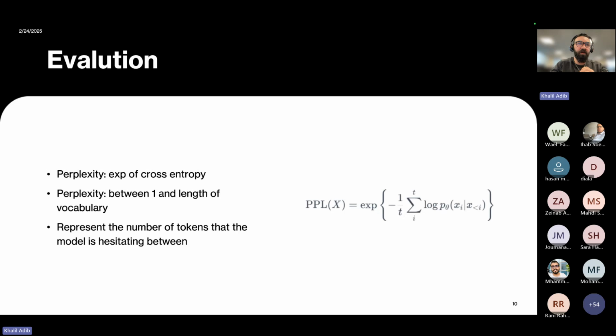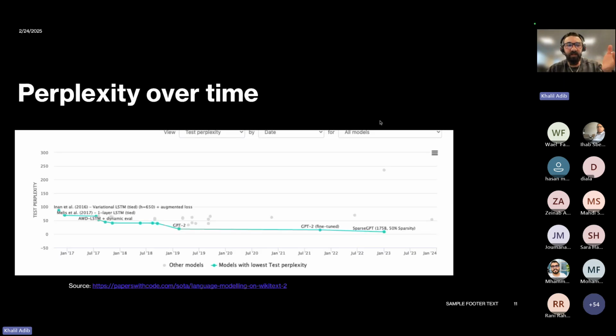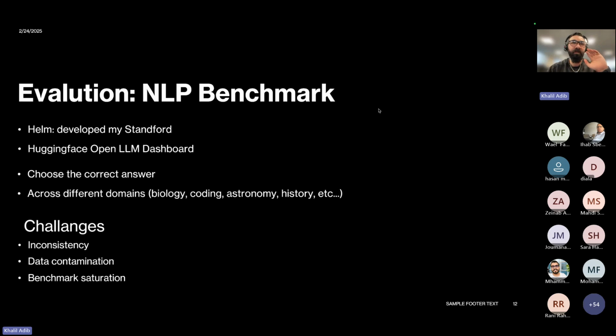And then let's say another LLM, maybe Mistral, trained their model on more languages, which means they have more tokens in their fixed-length vocabulary. So maybe for the Mistral one, the range of perplexity is between 1 and, let's say, 10K, and for the OpenAI one it might be between 1 and 5K. So there is a mismatch in the representation of the vocabulary being used. On the other hand, it doesn't give us a direct sense of how good the model is. That's why they came up with something called NLP benchmarks.